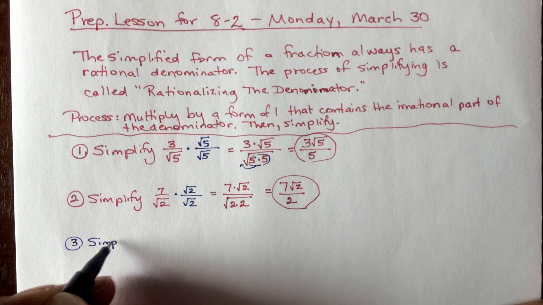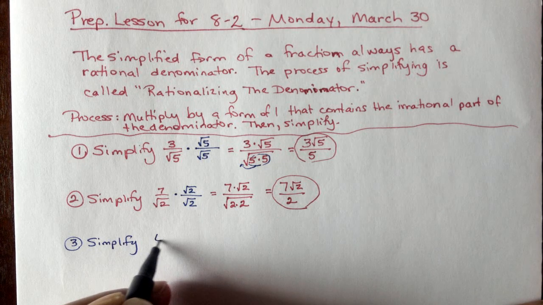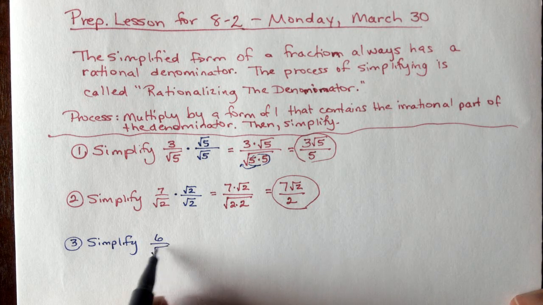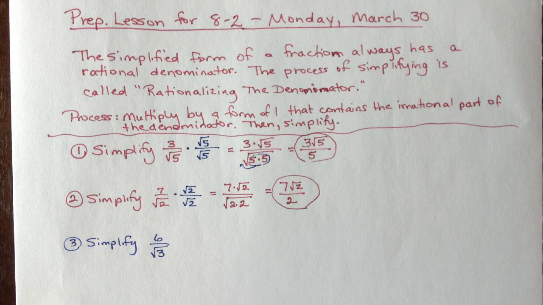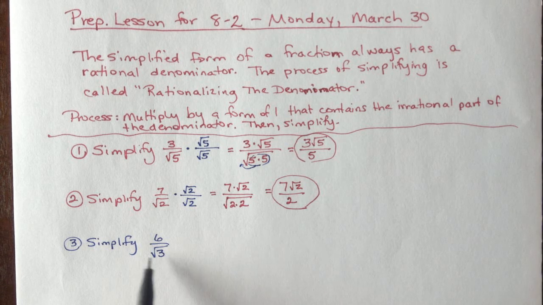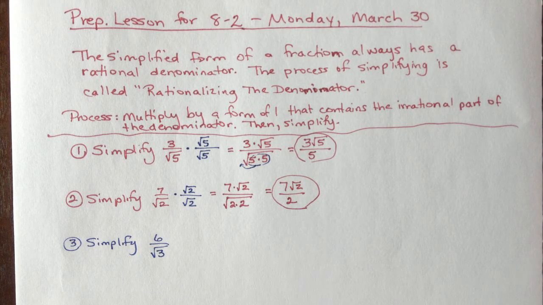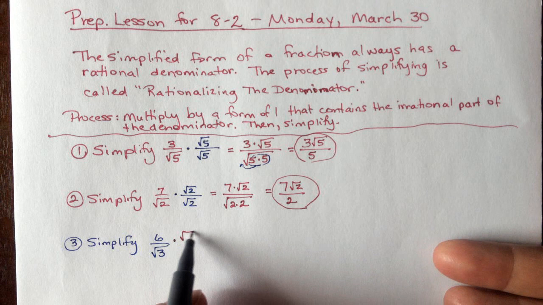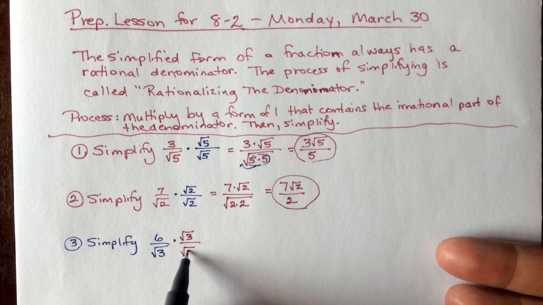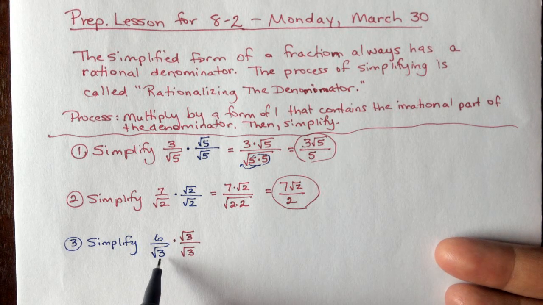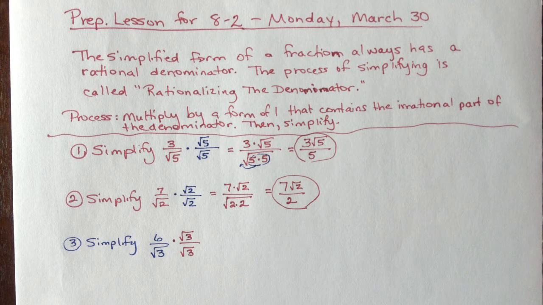So simplify. We're going to throw an extra little piece of work in this one. Sometimes the simplifying takes more than just the one step. This is an example of that. I have a radical in the denominator. That means I need to multiply by a form of 1. Radical 3 over radical 3, because the radical 3 is what we're trying to rationalize.